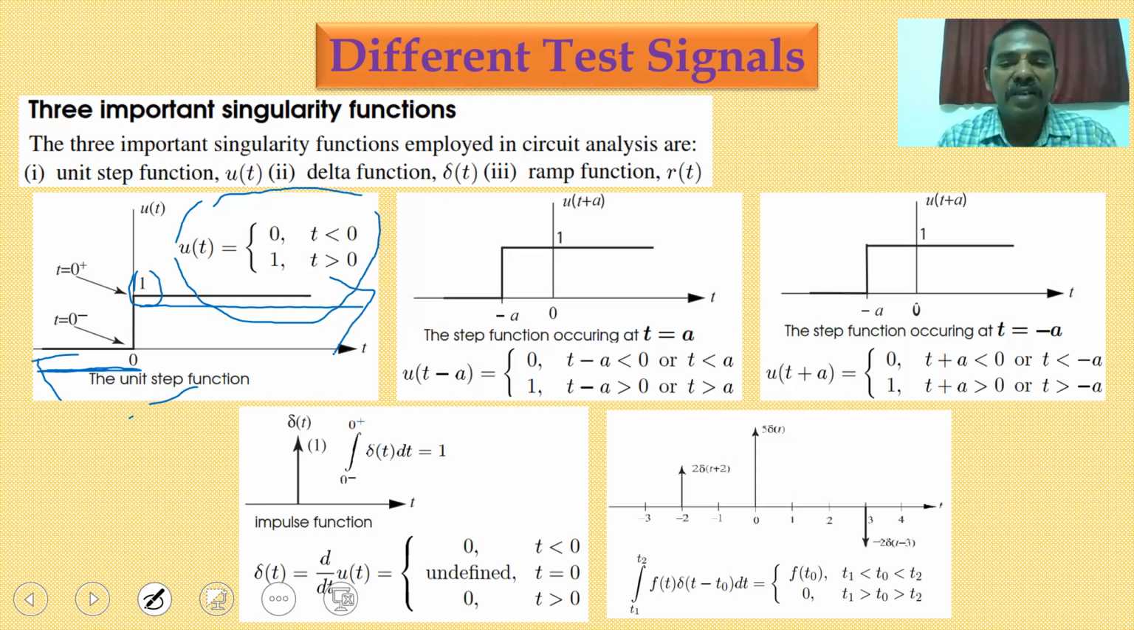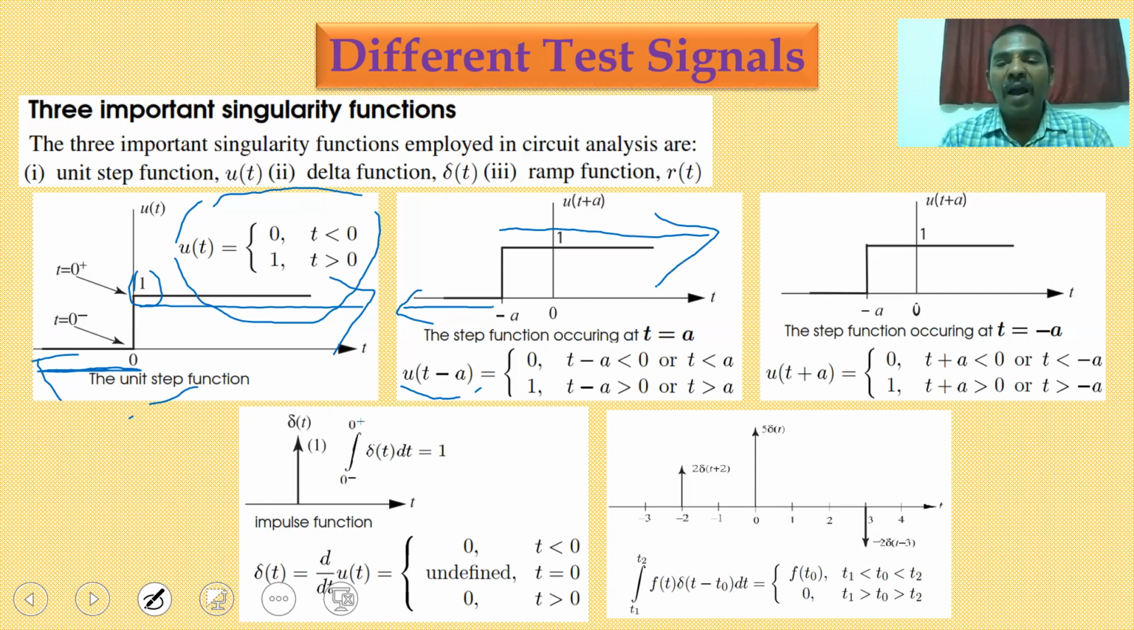Another unit step function is delayed with respect to a constant a. So u of t minus a is taken as a function. It is 0 when t minus a is less than 0, or t is less than a, and it is 1 when t minus a is greater than 0, or t is greater than a.